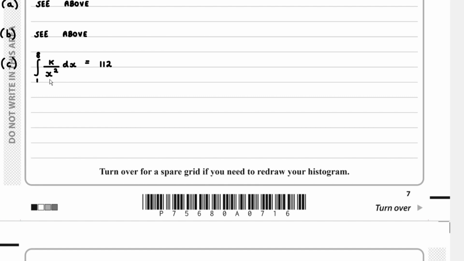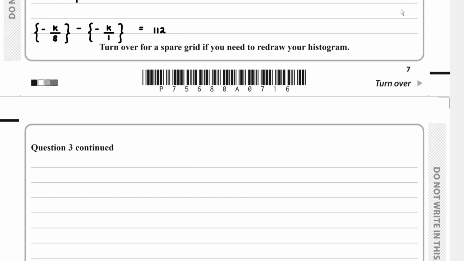So integrating k over x squared, we end up with minus k over x, and we want to evaluate this between 1 and 8. And if I set this equal to 112, for our upper limit, we have negative k over 8, and for our lower limit, we have negative k over 1. So we have negative k over 8 subtract negative k over 1 equals 112. And so if we simplify, we have 7k over 8 equals 112, meaning k is 128.